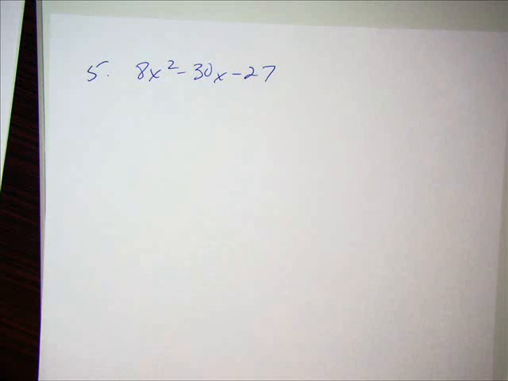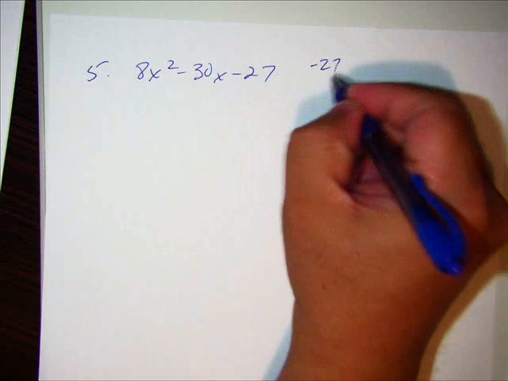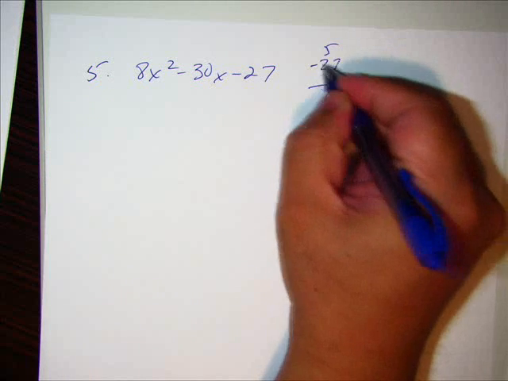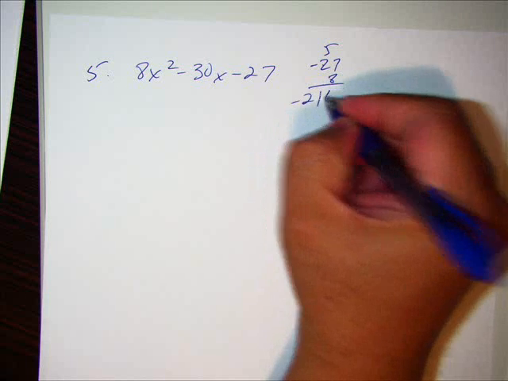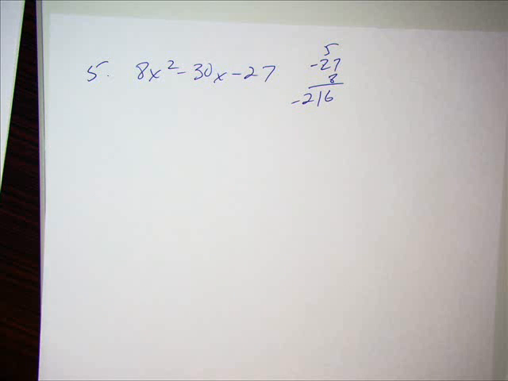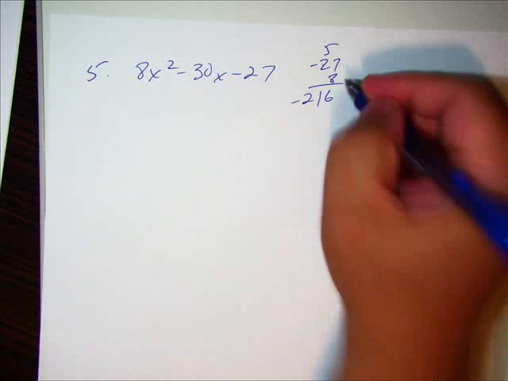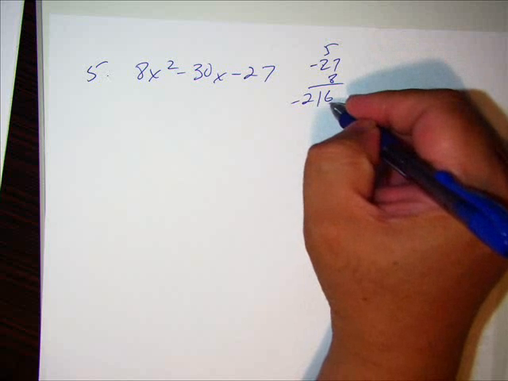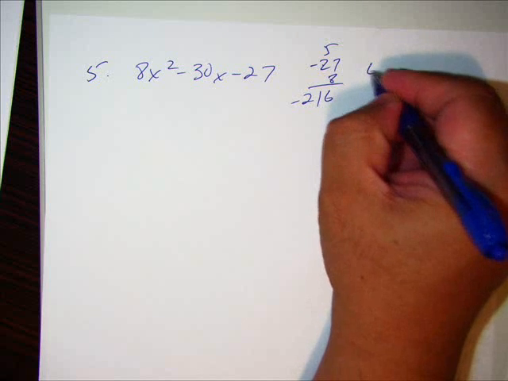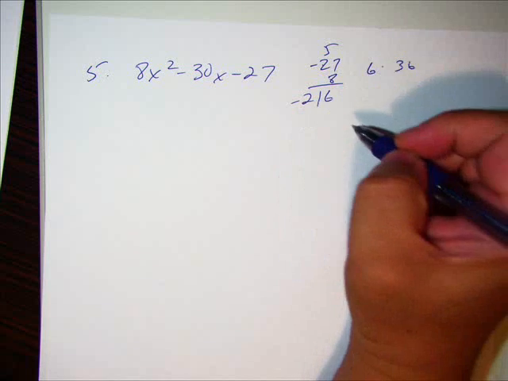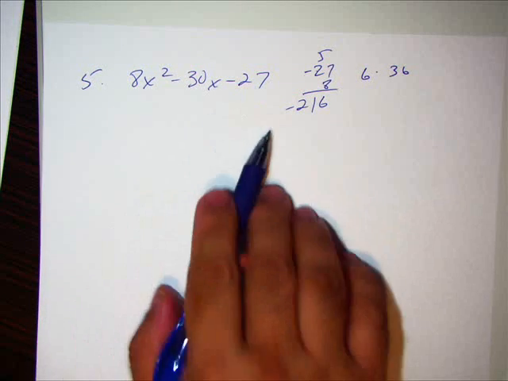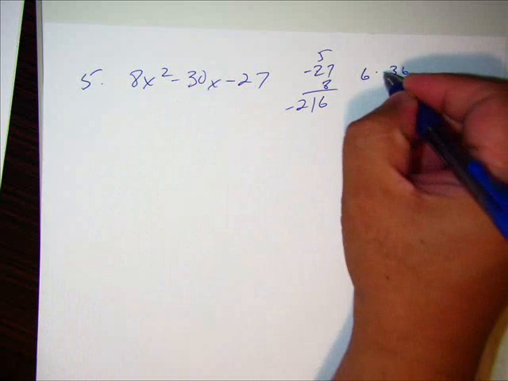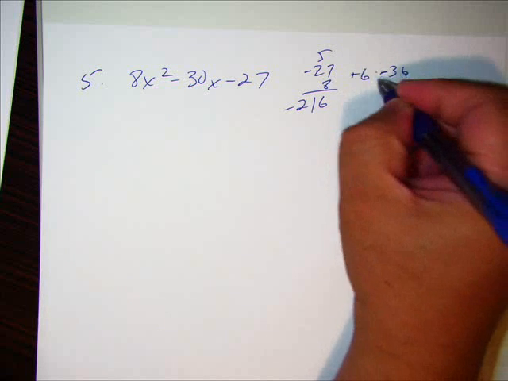Ugh, I don't think I could do this one in my head. 8 times negative 27, negative 27 times 8, is negative 216. Oh, joy. And we want factors of negative 216 that make negative 30. I might have to pause this because this is going to take a long time to think about. Alright, 6. Oh, wow, I just got lucky. 216 is actually 6 times 36. And we would need a negative, so they have to be different signs and subtract to make negative 30. So negative 36 and positive 6.